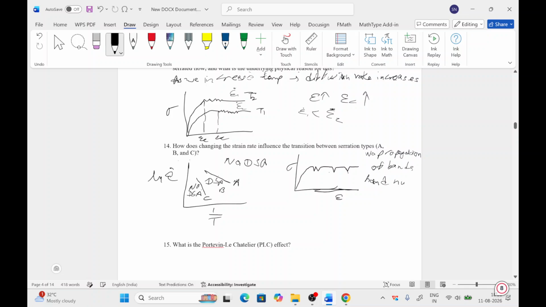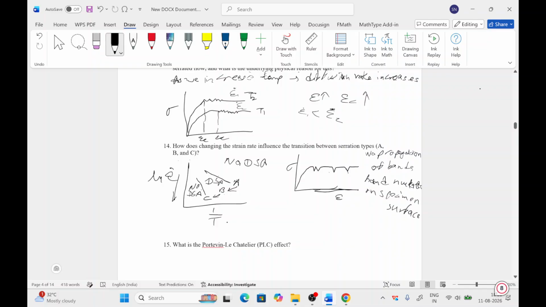Band nucleates on the specimen surface. So this is the C type. So with decreasing strain rate, this serrated flow changes from A to B to C. B is the normal serrated flow in the dynamic strain aging range.